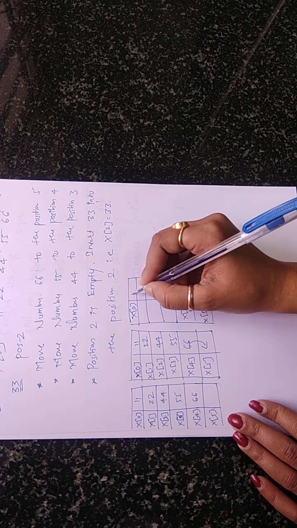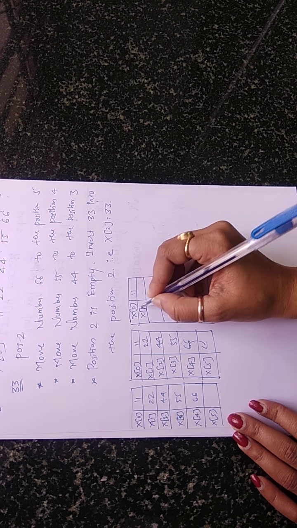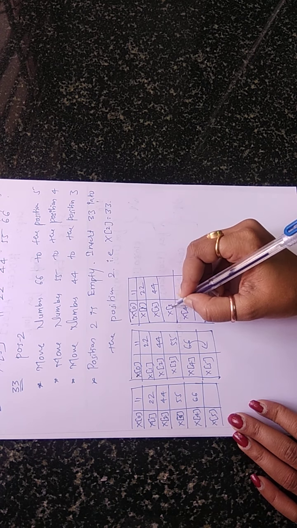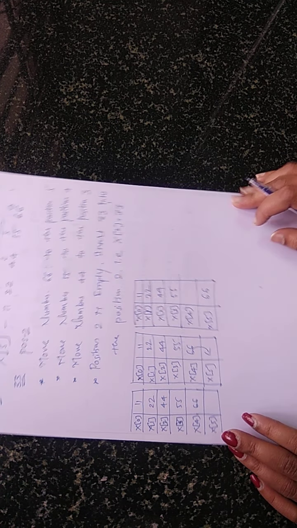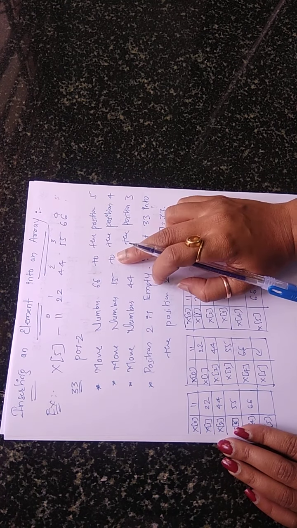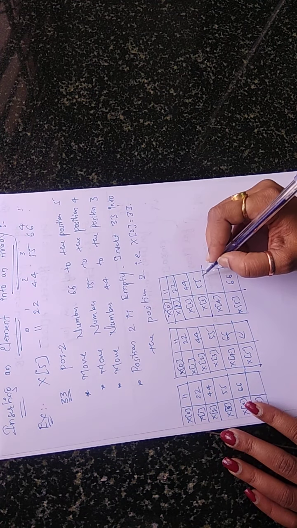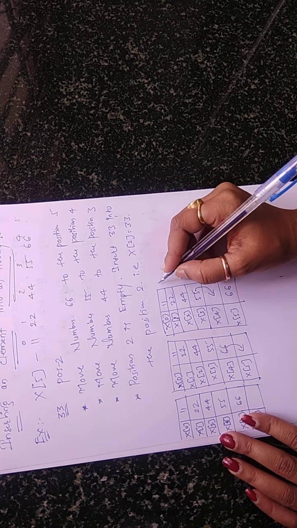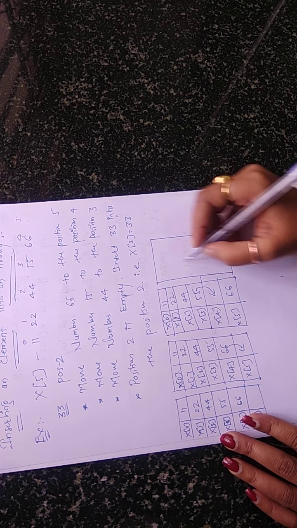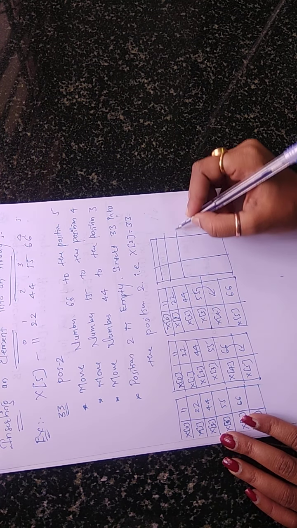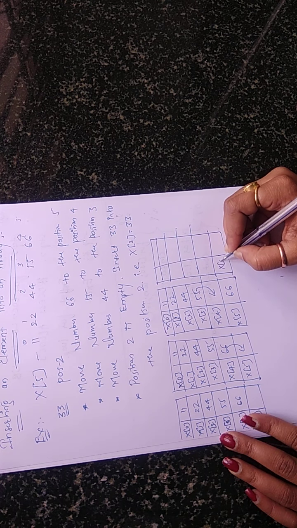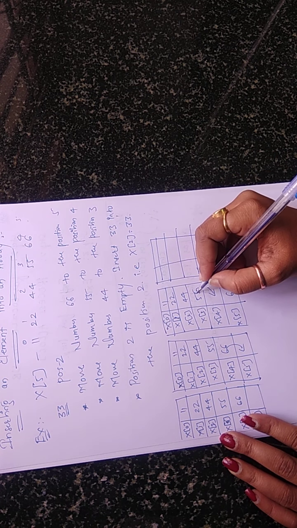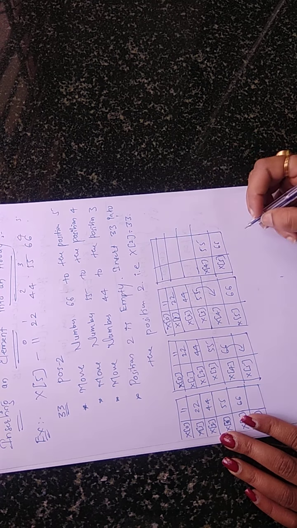Here in X of 0, 11 is there. In X of 1, 22 is there. In X of 2, 44 is there. In X of 3, 55 is there. Fine. Next, move number 55 to the position 4. So now we have to move this 55 here so that this place can be empty. In X of 5, 66 is there. Okay. In X of 4, we have to bring this 55 here. So in X of 4, 55 will come.